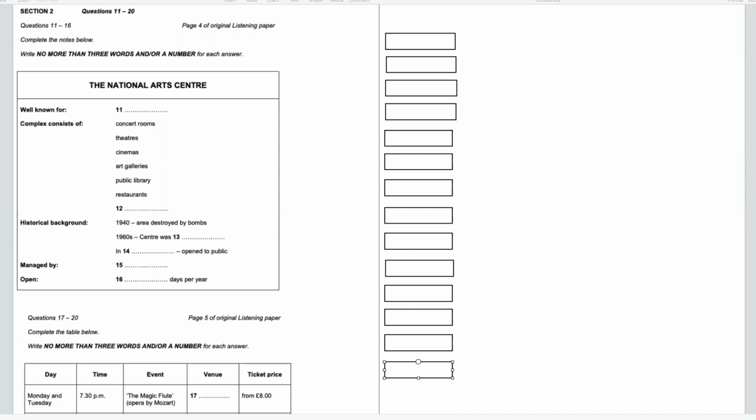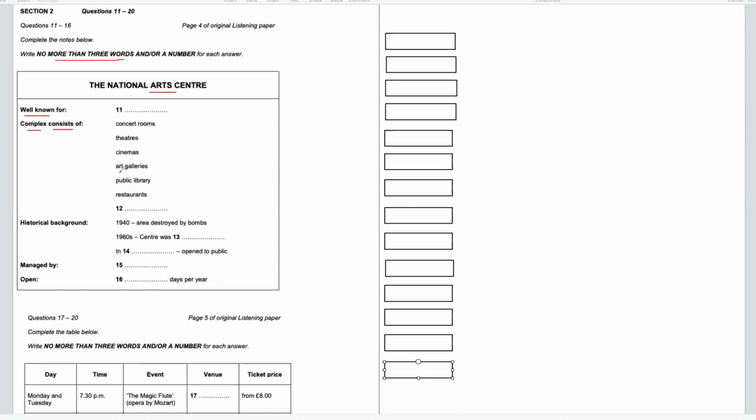All right, and that is what you would hear in the actual exam. So let's do this quickly. I'll take it a little bit slower for you just so that everything is clear, but I would go ahead and read and underline at the same time only questions 11 to 16. Now, I'd quickly make a note that we have no more than 3 words and or a number. I know we're talking about the arts, something that this is well known for, something it's famous for. Now, the complex is made up of or consists of these things.